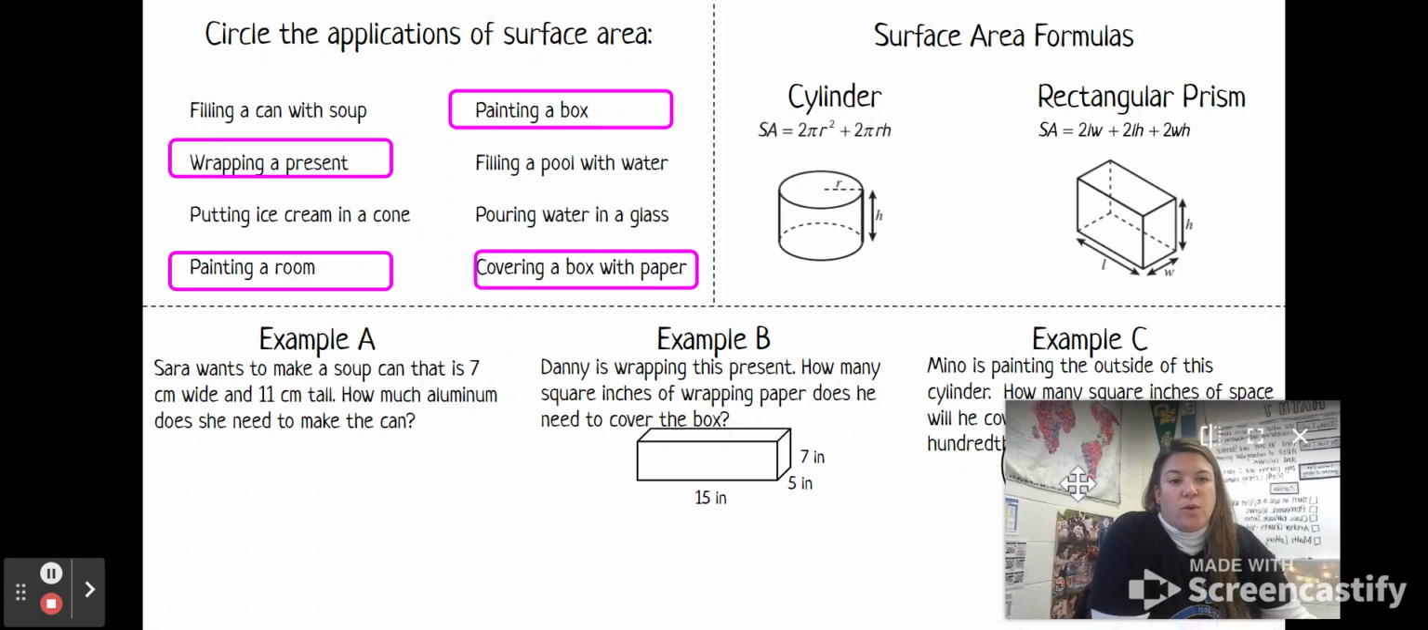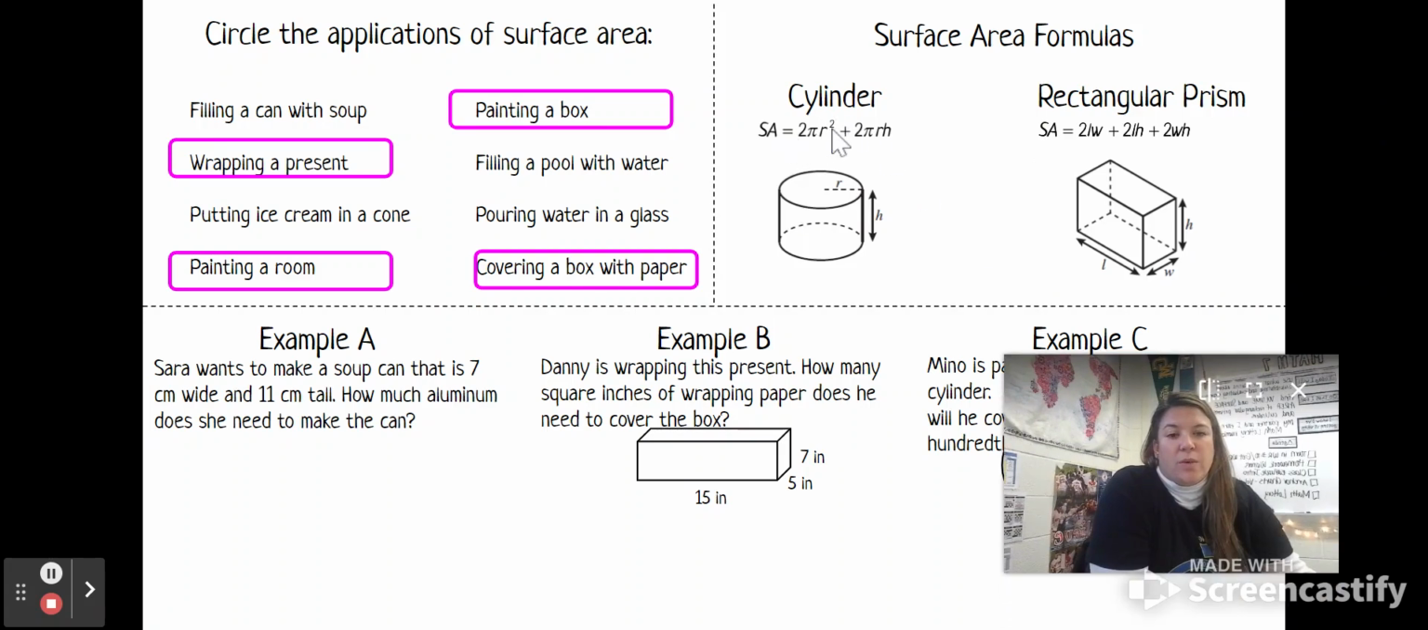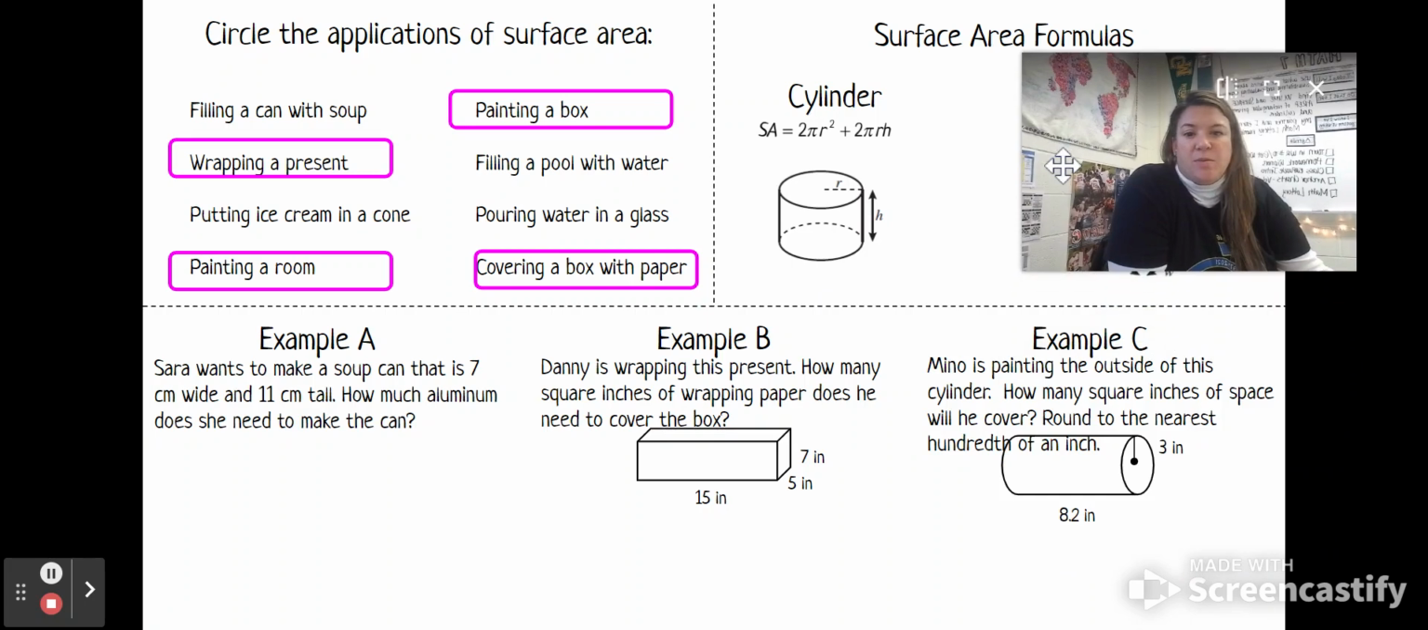Make sure you have your two formulas written down, 2 pi r squared plus 2 pi r h. That's the cylinder. It's the really long one, but so is the prism one today. These are two very long formulas, a lot of plugging in. So you might not finish as many problems as you did last class. So surface area equals 2 times length times width plus 2 times length times height plus 2 times width times height. All right, let's try a couple of examples before you guys practice.